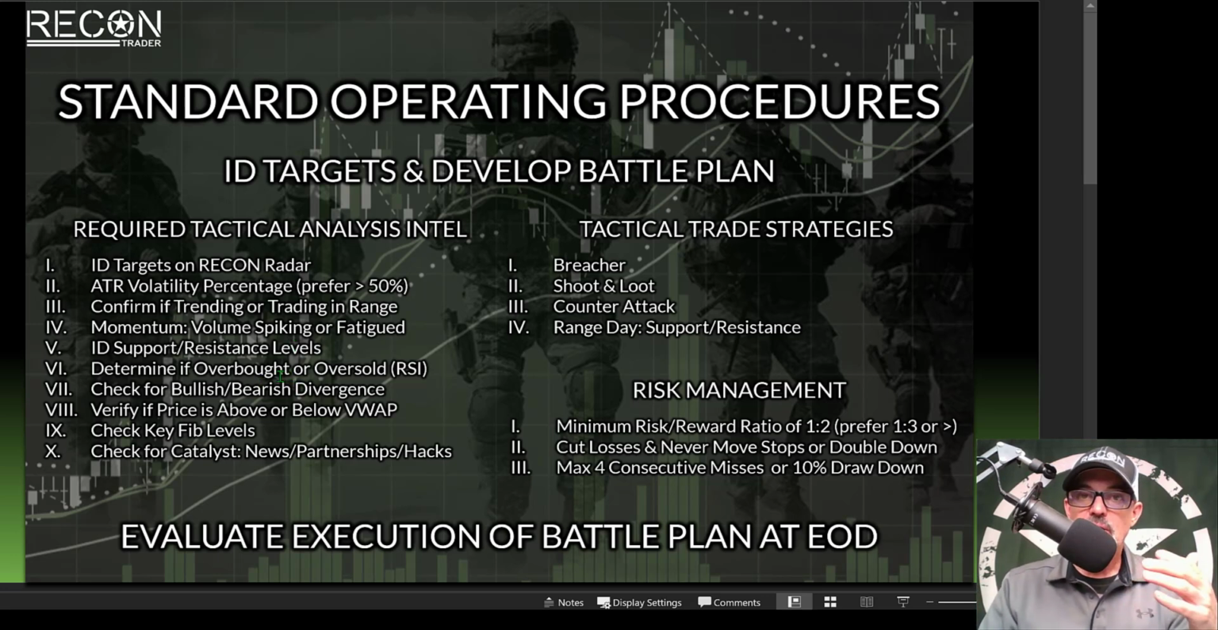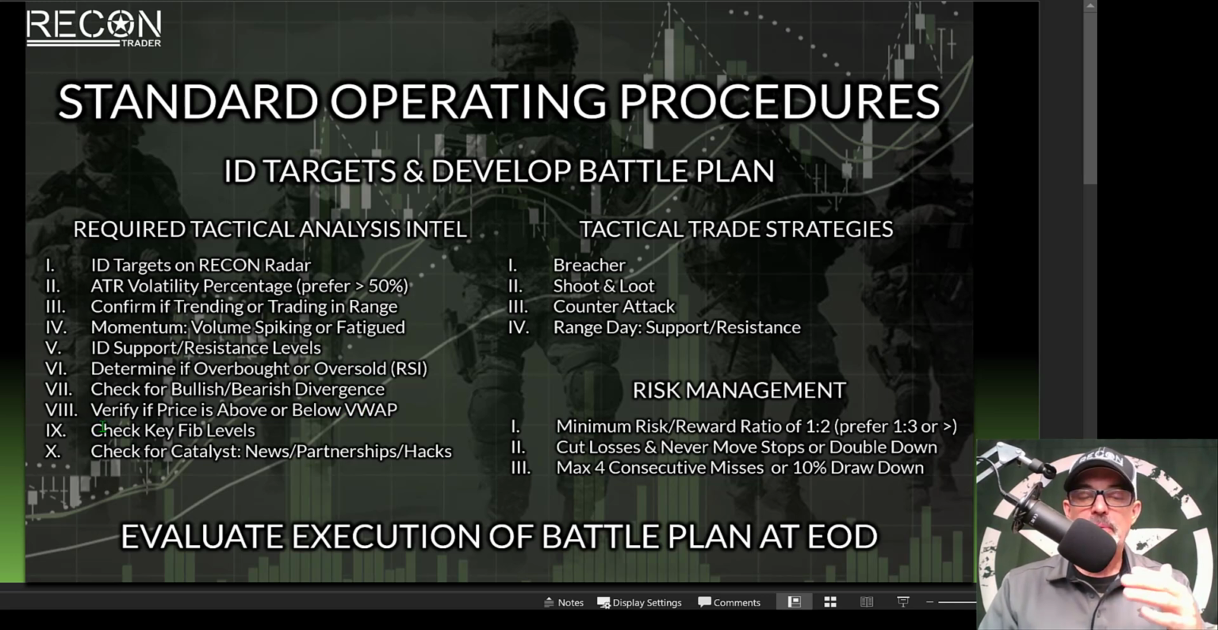Now, something I consider with my larger accounts but won't be as important for the smaller account, as these will strictly be day trades and more than likely in the beginning anyway, shoot and loot trades. But I will check out the RSI to determine if it's overbought or oversold, and I'll look for bullish and bearish divergences. Again, on the small time frames, I'll be trading like the 5-minute time frame. This intel is not as important as the next bit of intel, and that is to verify if price is above or below VWAP. That will be very important for these particular trades.